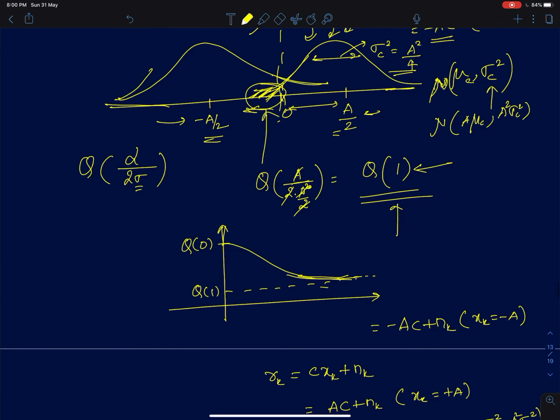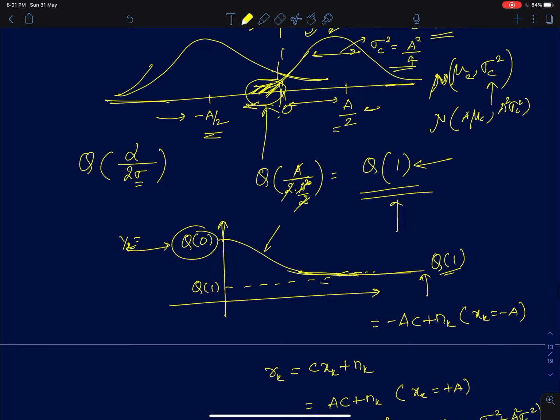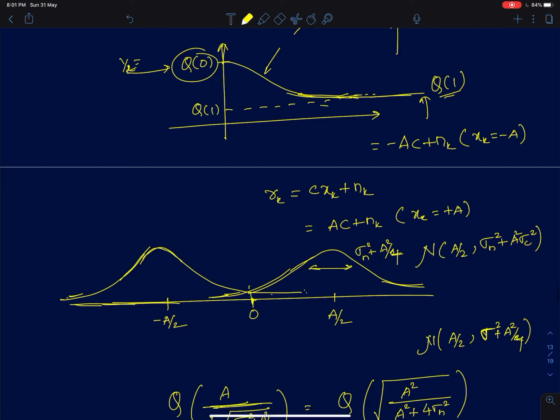So what we see here is that initially you started at Q of 0, which is half, but eventually in the steady state, when you make SNR infinity, the probability of error is going to be equal to Q of 1, and Q of 1 is a small number. You can find the value of Q of 1 from tables. So how is the function in between going to look like? This we can very easily solve for this problem. I'll just quickly use a very simple understanding of Gaussian random variables.